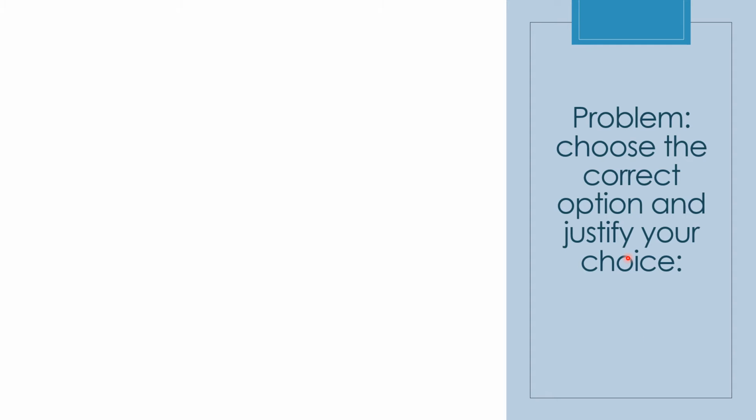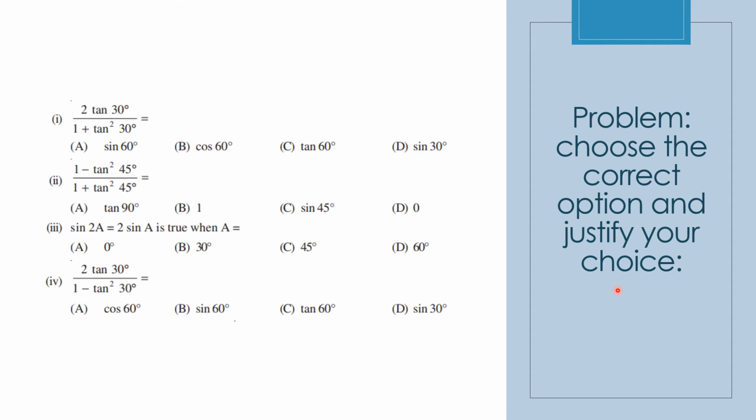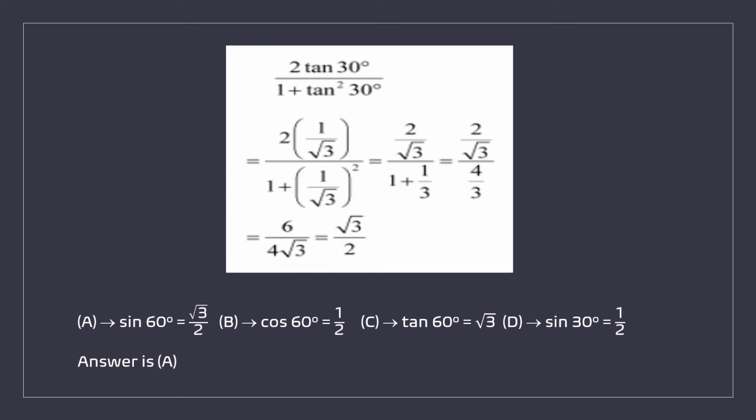Choose the correct option and justify your choice. Here there are 4 problems. We'll do one after the other. The first one is 2 tan 30 degrees by 1 plus tan square 30 degrees. Let's solve this. To do these type of sums, make sure you learn the values by heart. Without learning the values table by heart, you cannot do these sums. This concept is important for 3 marks and short questions.